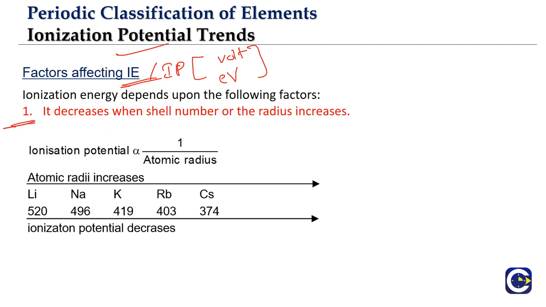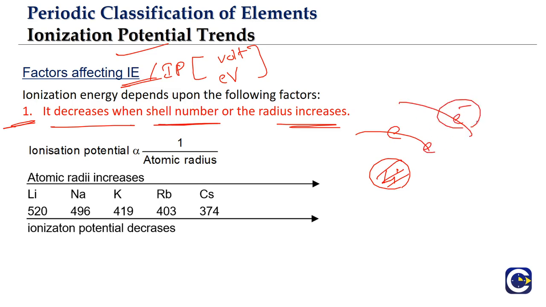The first factor is that the ionization energy value or ionization potential will decrease when the shell number or the radius is increasing. Why? Think about it. If, for example, you have lithium, where is the electron that will be removed first? It is in the second orbit, correct?